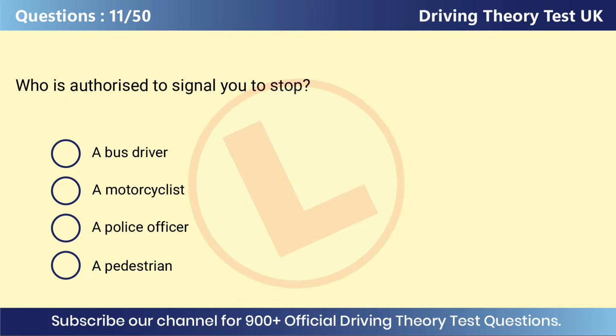Question 11. Who is authorized to signal you to stop? A. A bus driver. B. A motorcyclist. C. A police officer. D. A pedestrian. The answer is C. A police officer.